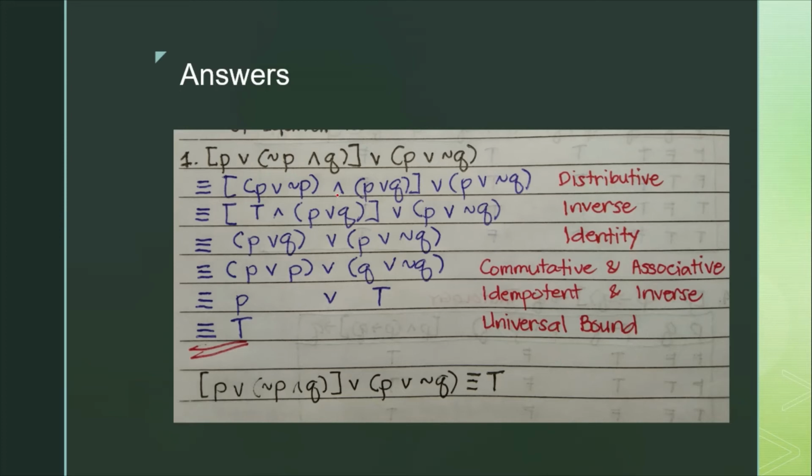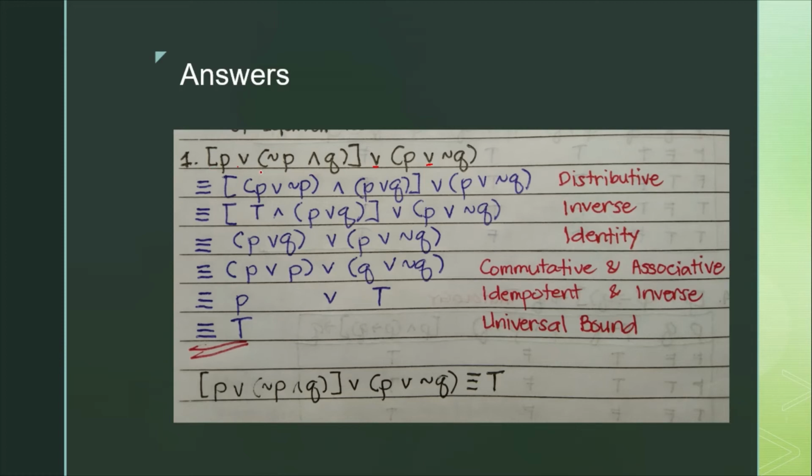For example, here: the quantity P in disjunction with the quantity not P conjuncted with Q, disjuncted with the quantity P disjuncted with not Q. So let's see which one we can do. We cannot combine them using associative or commutative because they have different operators. Here, we can use commutative or associative since they have the same operations. We can group P here, but we'll start with this one. This is a very long compound statement.